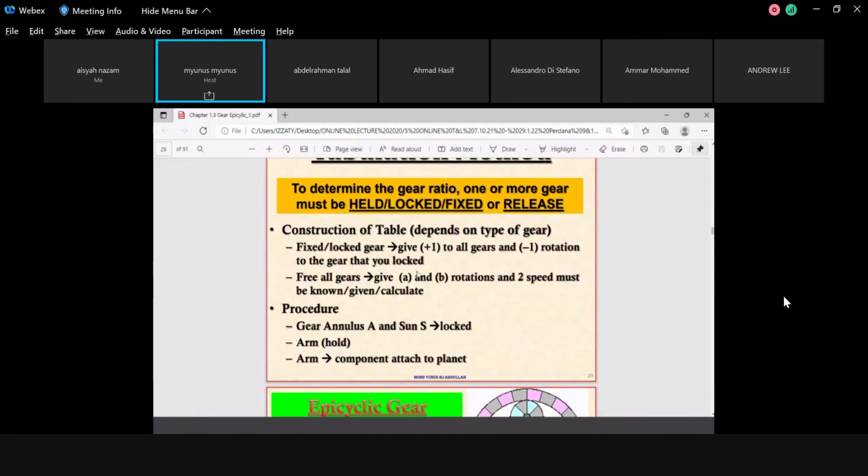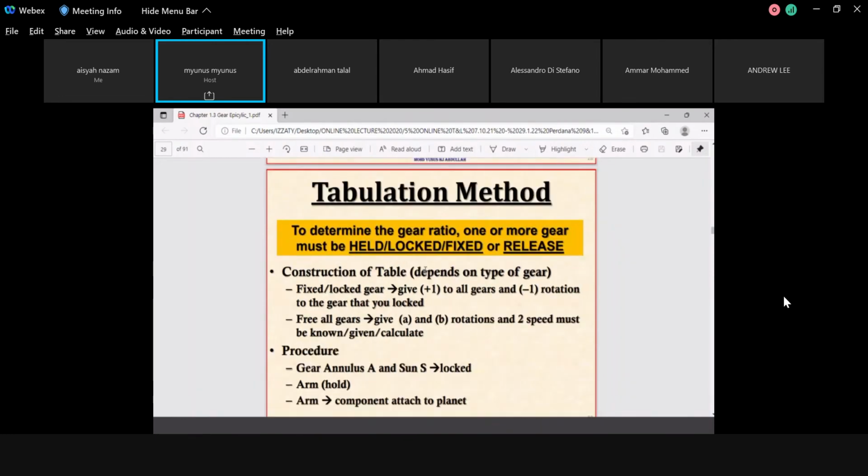Most students keep asking me which gear is to be held or locked, or some books call it held, stationary, locked, fixed, hold. It is the same, basically it's to lock. The other one is free to rotate, or release. So if you are going to look for the tabulation method, you are going to look for all these terms: held, locked, fixed, or release.